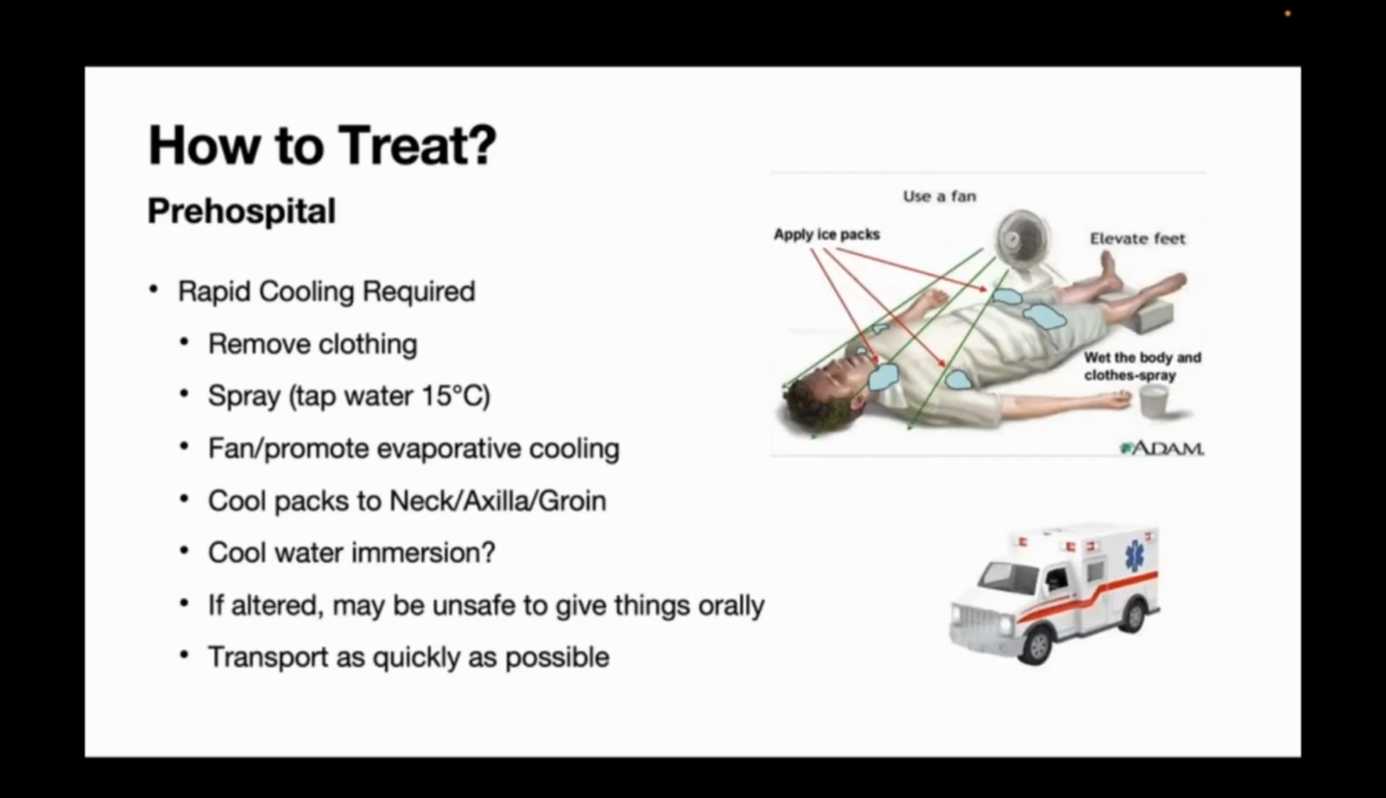So how do you do the rapid cooling? Let's say you get a call from EMS. You're going to ask them to do certain things. They can remove the patient's clothing to assist with evaporative cooling. You can fan them. Tap water's cool, so if you're spraying cool tap water on their skin and having evaporative cooling, that can help to get some of that heat out of your patient. You can also put cool packs on the neck, axilla, and groin. Those are where some large vessels are, and that can help to cool the patient as well.